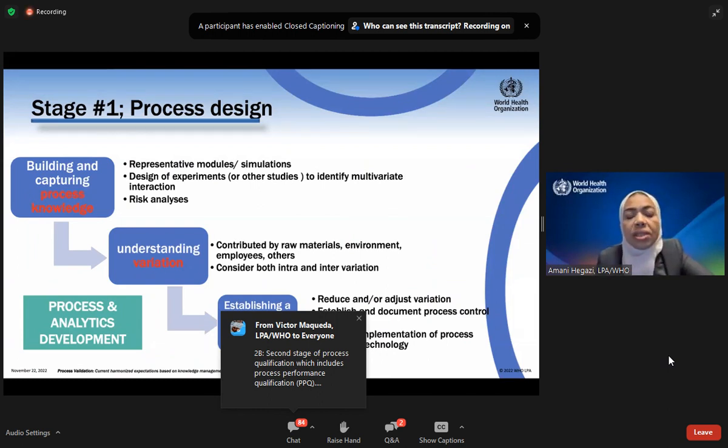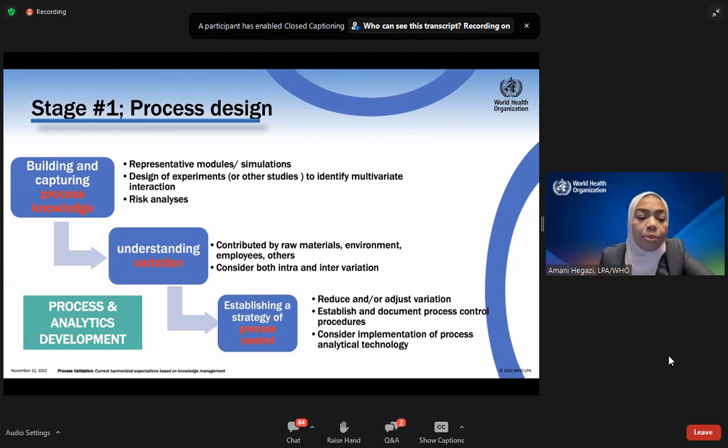So as we mentioned, stage 1, which is the process design, the main goal is building and capturing process knowledge. So in this phase, we go for representative models for laboratory trials, for simulations, to understand the variation and its impact on the critical quality attributes. And we study the different factors and their impact by factorial analysis. One of the best-fit statistical tools for this is the design of experiment, but for sure we can use other studies to identify multivariate interactions.